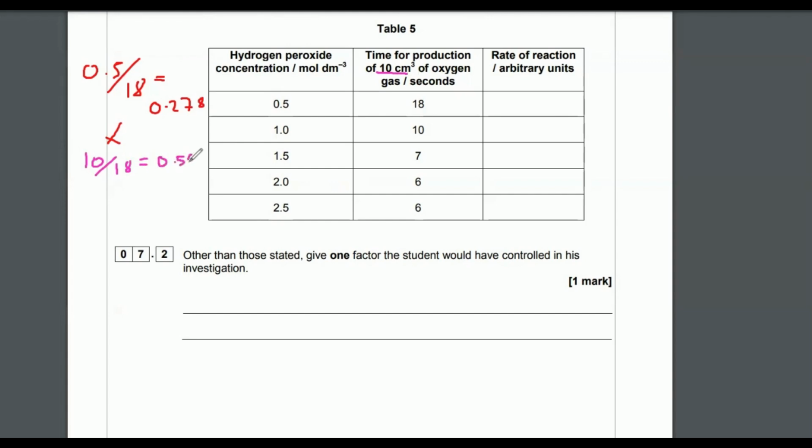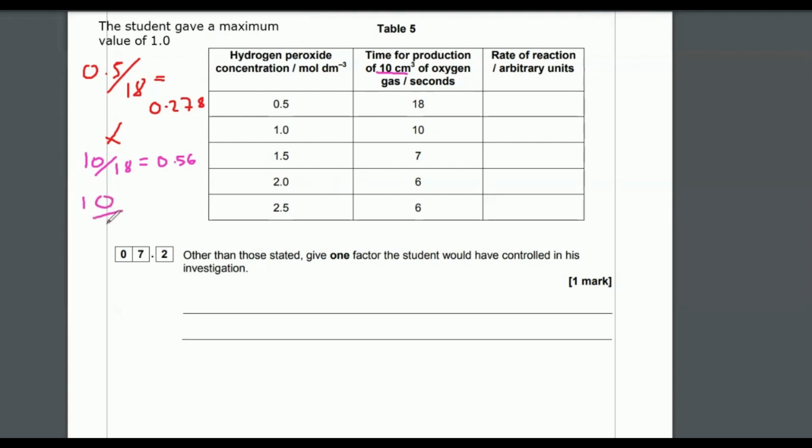Now, this would get you 1 mark if for each of these you said, well, 10 centimeters cubed of oxygen divided by the time, 10 over 18, for example, is 0.56. So that means there's 0.56 centimeters cubed given off per second. However, again, this would not get you both marks. This would have got you 1 mark if you did that.